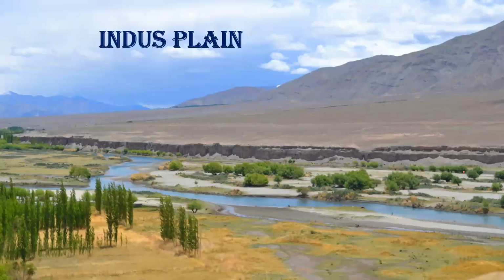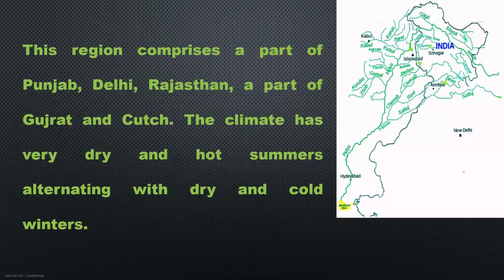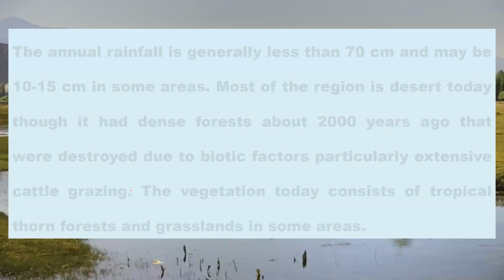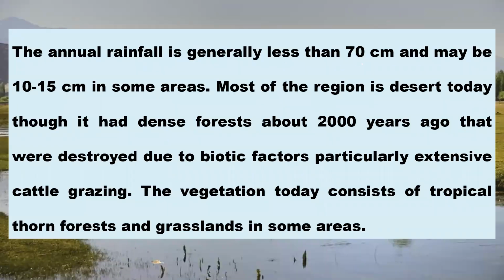Now, next we move on to Indus Plain. This region comprises a part of Punjab, Delhi, Rajasthan, a part of Gujarat and Kutch. The climate has very dry and hot summers alternating with dry and cold winters. The annual rainfall is generally less than 70 centimeters, please note, and maybe 10 to 15 centimeters in some areas. So less, only 10 to 15 centimeters in some areas.